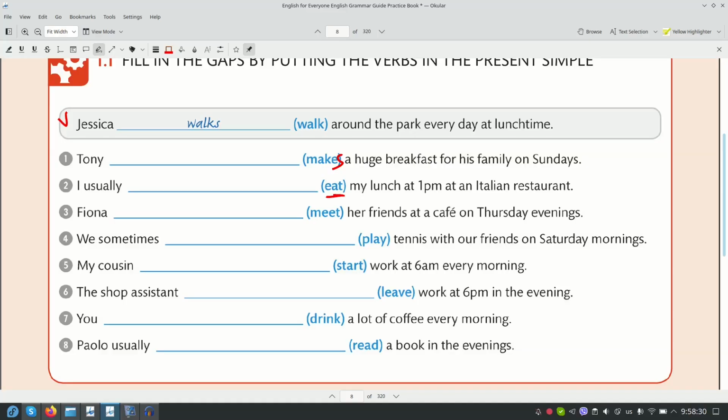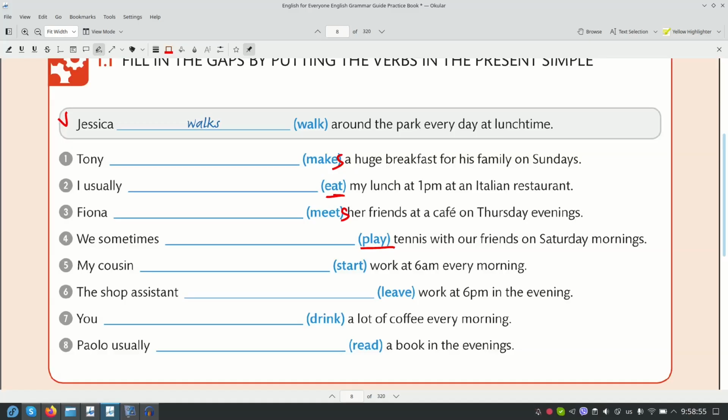Fiona meets her friends at a cafe on Thursday evenings. We sometimes play tennis with our friends on Saturday mornings. My cousin walks at 6 a.m. every morning.